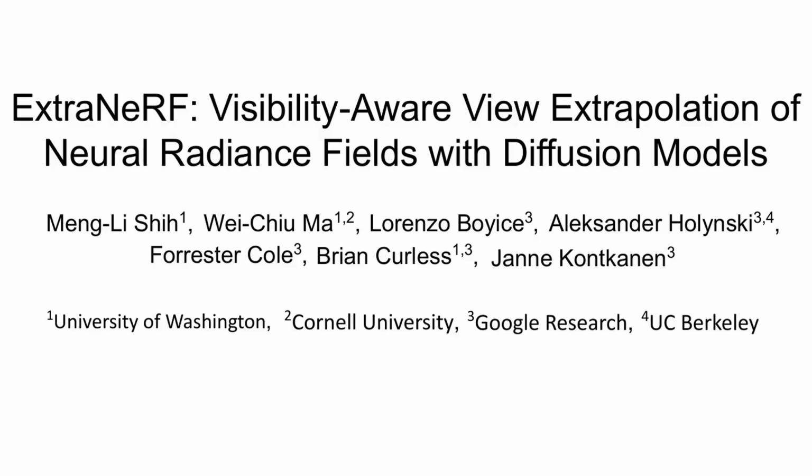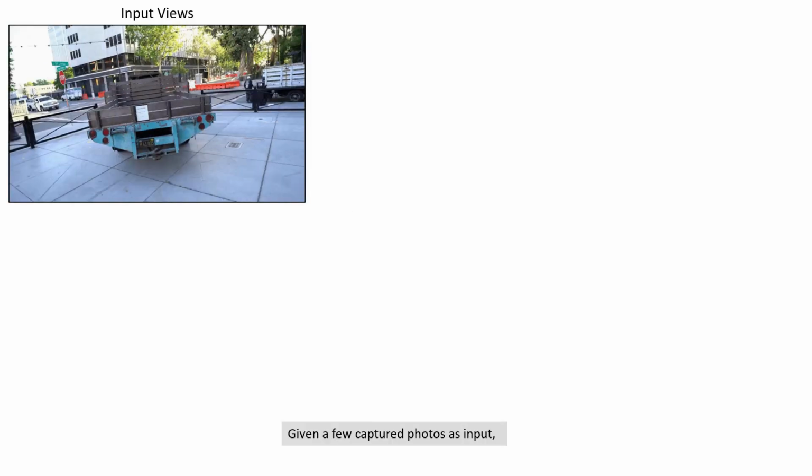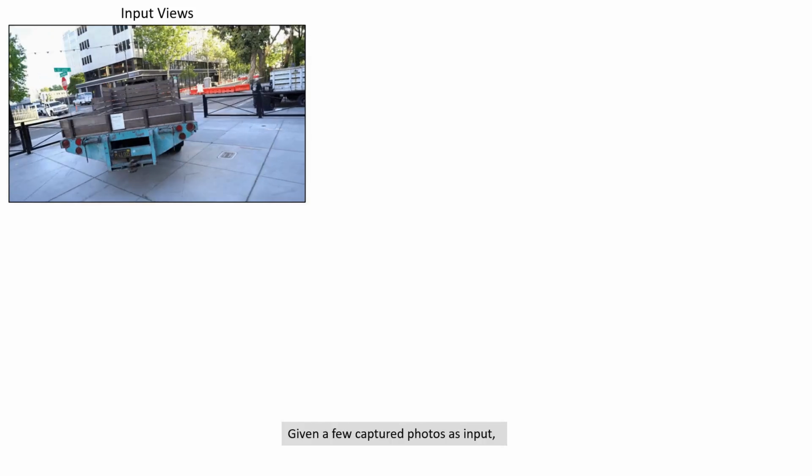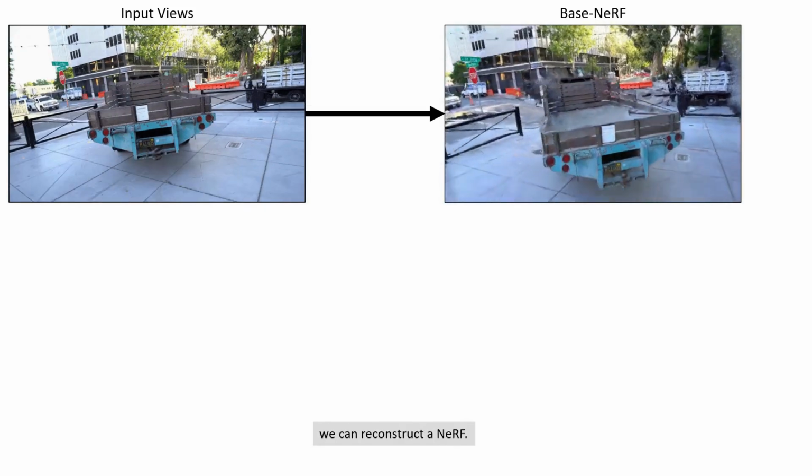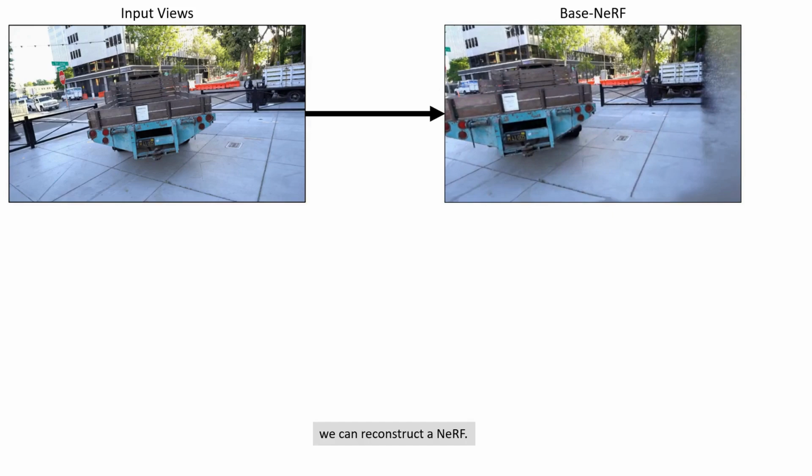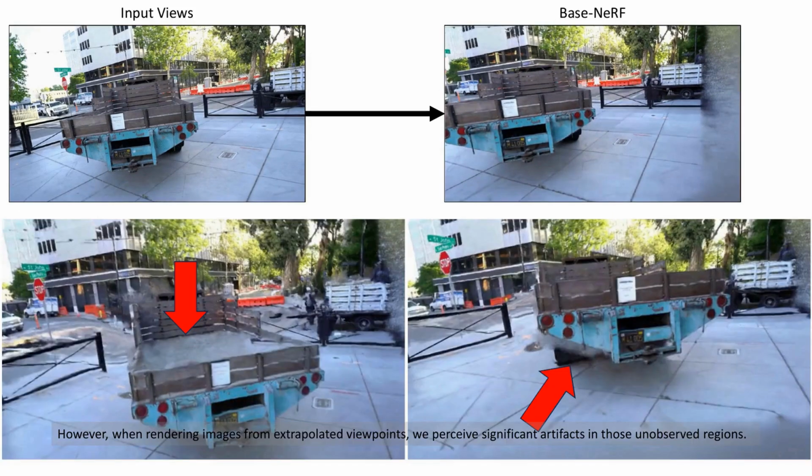Our work is ExtraNeRF, visibility-aware view extrapolation of neural radiance fields with diffusion models. Given a few captured photos as input, we can reconstruct a NeRF. However, when rendering images from extrapolated viewpoints, we perceive significant artifacts in those unobserved regions.